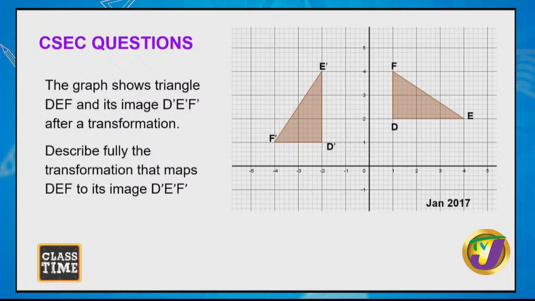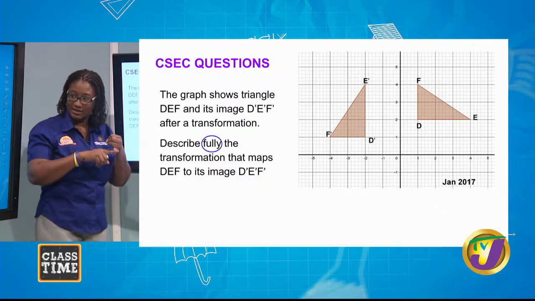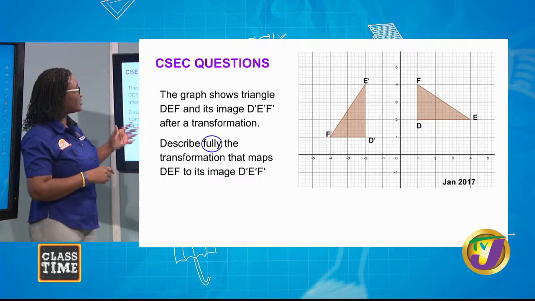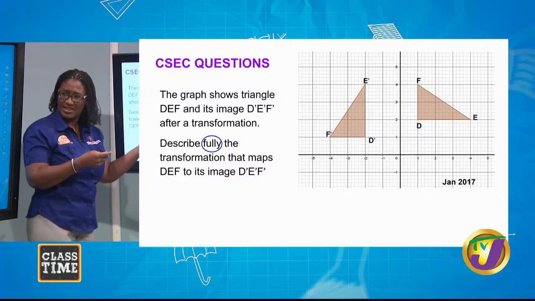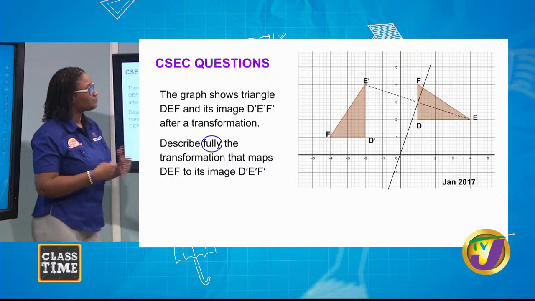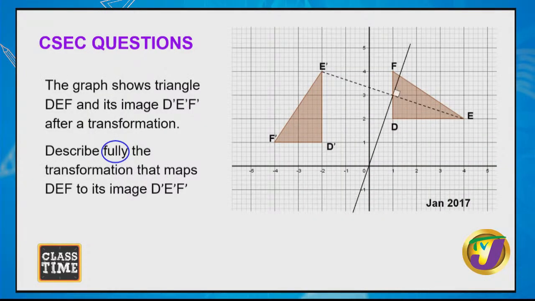So if we're going to describe fully, remember it says fully. So we need center, angle, direction. Let's talk about the center. So we're connecting E to E prime, and we're drawing its perpendicular bisector. Let's do another: D to D prime, and we're drawing its perpendicular bisector. And there we have our center of rotation.